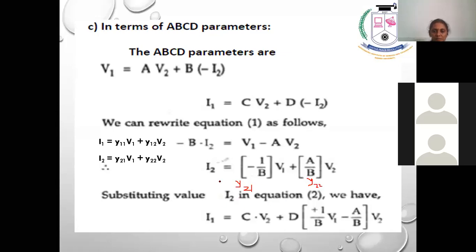Now substituting this value for I2 in equation number 2. I1 is equal to CV2 minus DI2. In the place of I2, you have to substitute here. As we have taken minus here, this minus is taken inside, into V2. Clear? Next, this is the value for minus I2, so directly we are substituting here. Don't get confused. Now this equation has to be compared with I1, so you have to rearrange the equation in terms of V1 and V2.